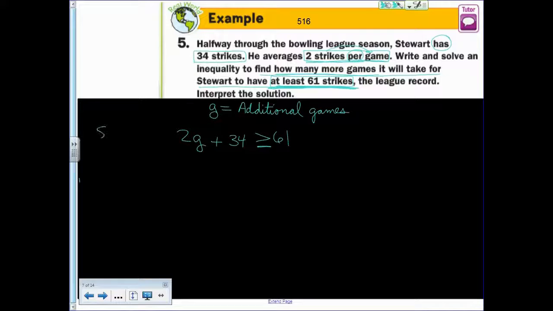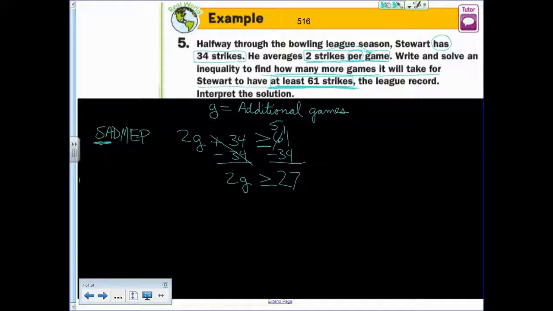Using SADMEP again, we're going to take care of addition and subtraction first by subtracting 34 from both sides of the inequality. Positive 34 and negative 34 are opposites and cross off, leaving you with 2G is greater than or equal to 61 minus 34, which is, make that an 11. 11 minus 4 is 7. 5 minus 3 is 2, equals 27.